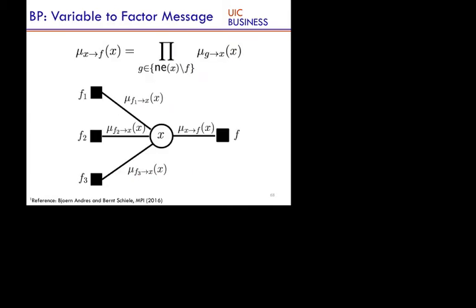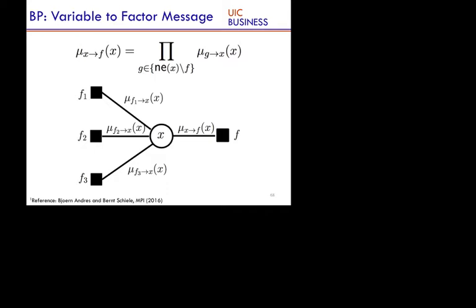And the variable to factor messages that we've already seen are as follows. Here is the variable, and it needs to pass a message. This variable is connected to 4 factors, but for the time being I only care about sending a message to one of these factors. Ultimately I may be interested in sending messages to all the factors, but let's say I'm interested in sending the message to a factor f. How am I going to compute the message?